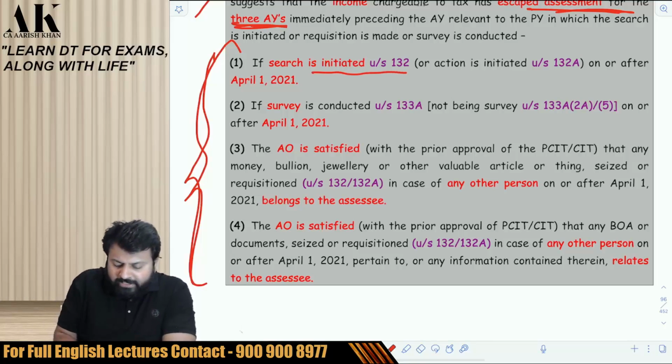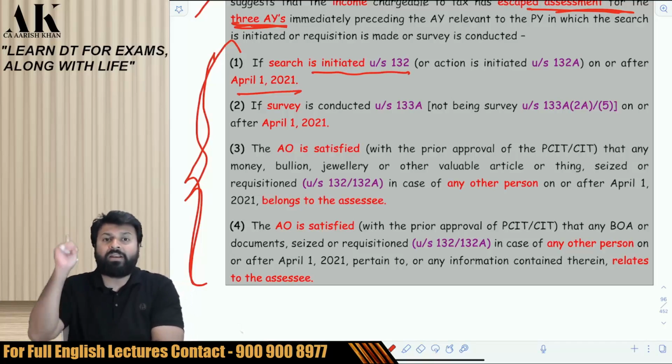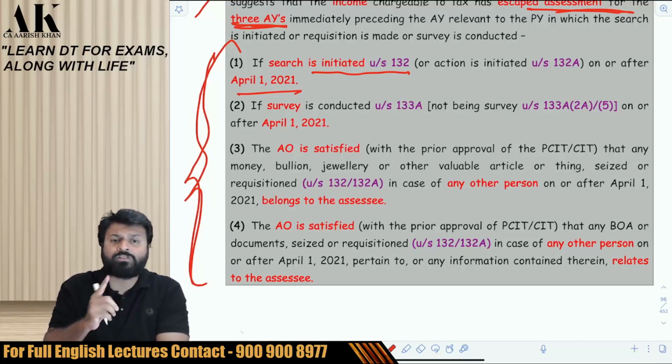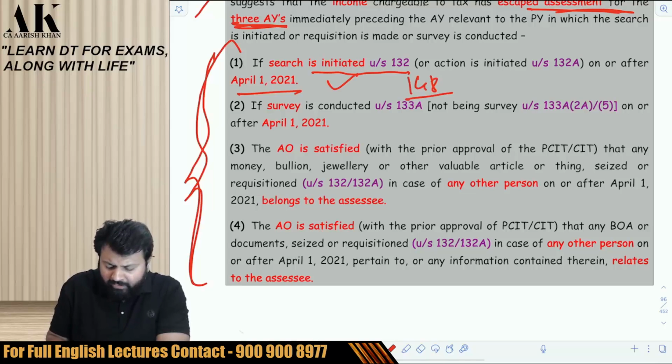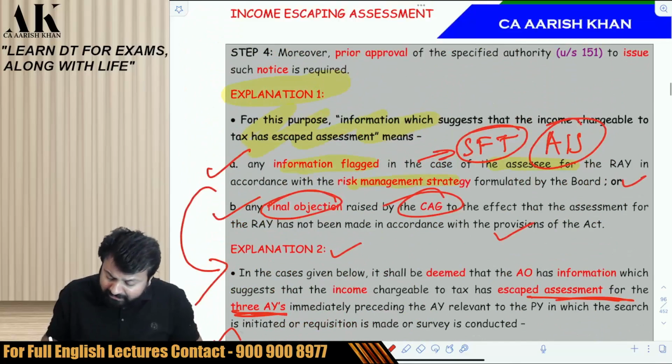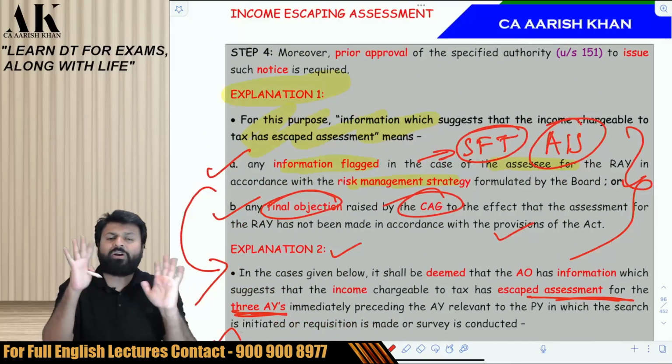If a search is initiated on or after 1st April 2021, he can directly issue notice under 148. If a survey is conducted on or after 1st April 2021, then he can directly issue notice under 148. He need not satisfy himself about these 2 conditions. He need not fulfill these 2 conditions.